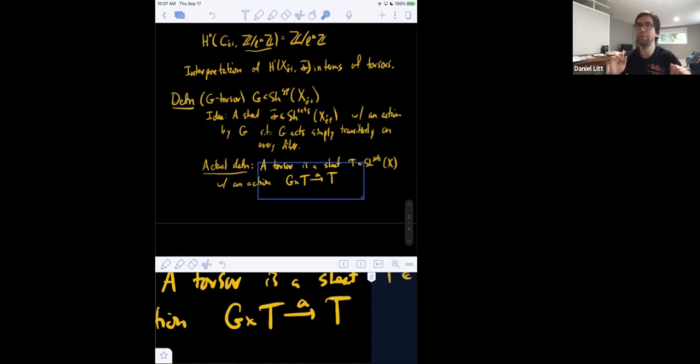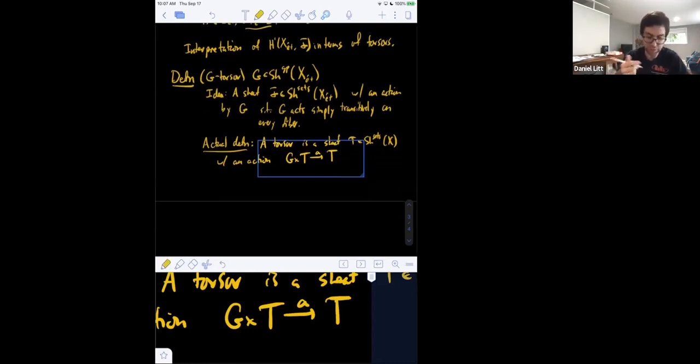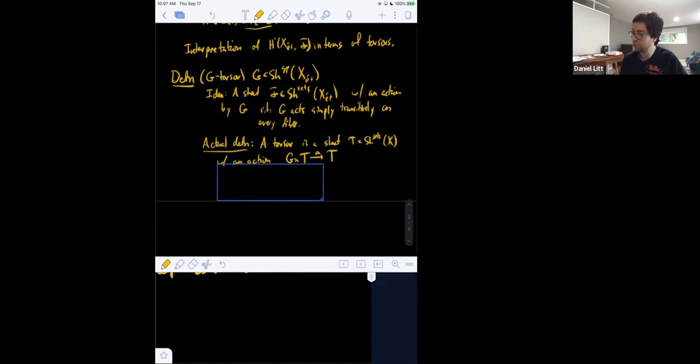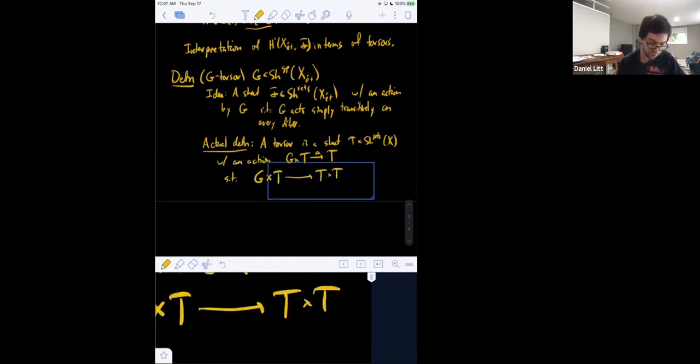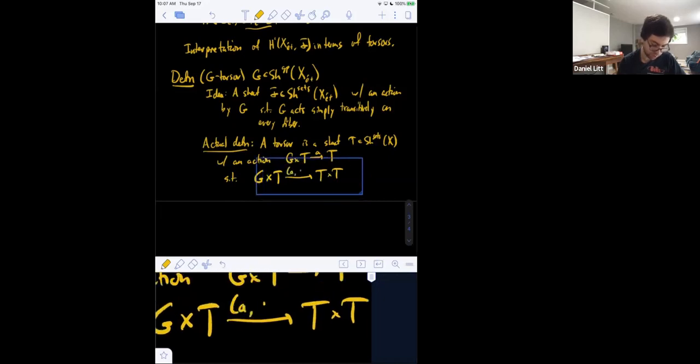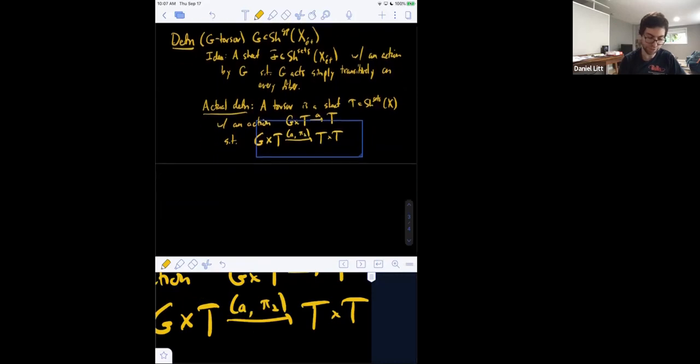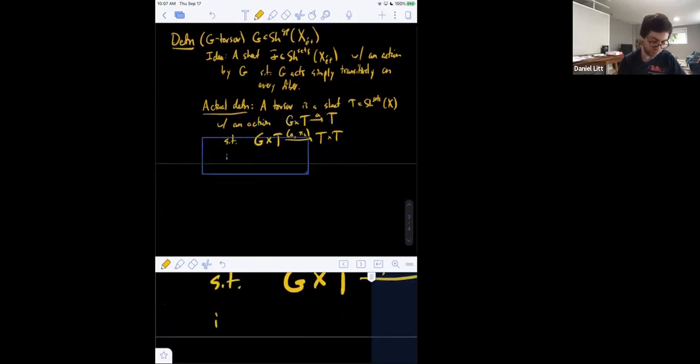Okay, I'm getting some thumbs up. So it's an action like this, which just means, for example, when you plug in an object of Etale, you get an honest action. And then the following condition has to be satisfied. This is how we make sense of acting simply transitively. It's such that the following map is an isomorphism. There's a map from G times T to T times T given by the action A, comma, the projection onto the second factor. And the requirement is that this is an isomorphism.